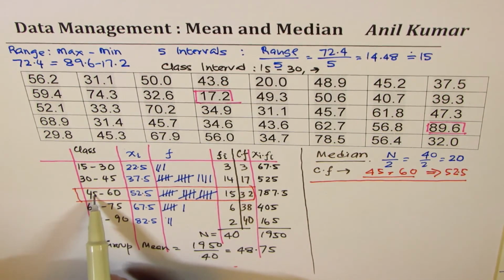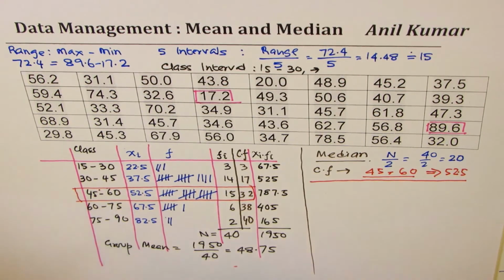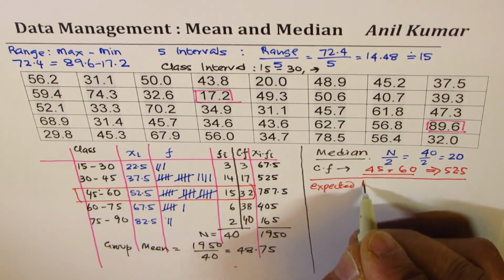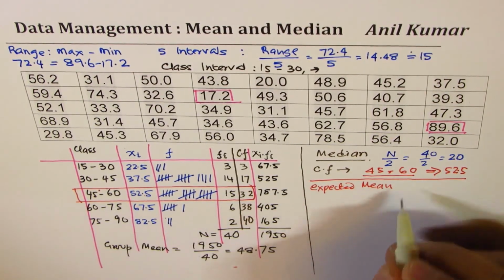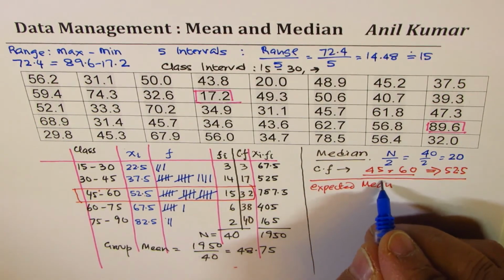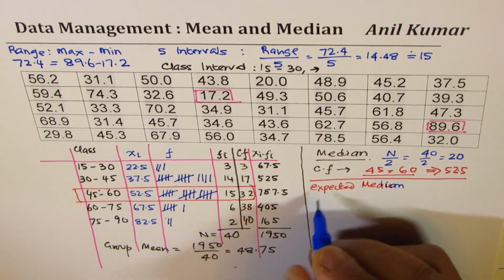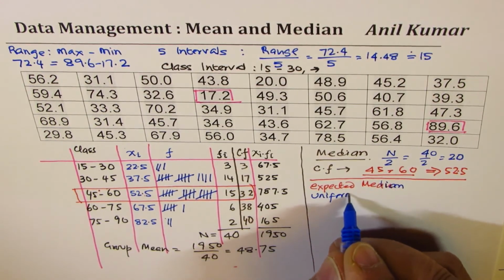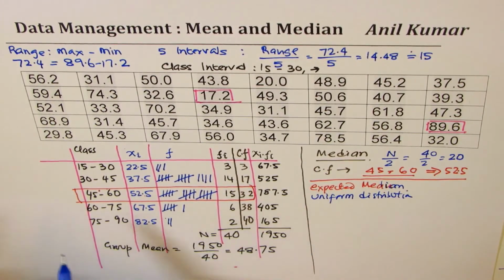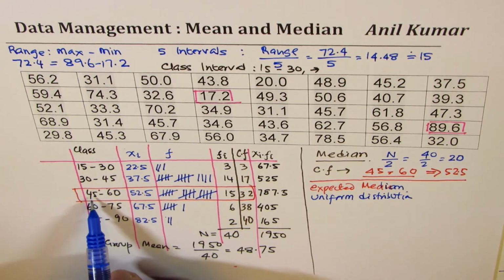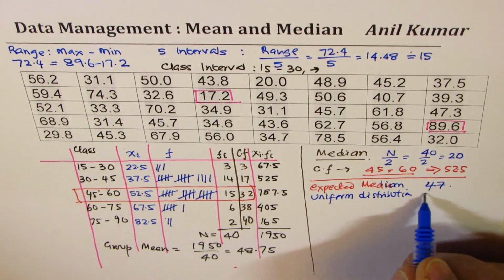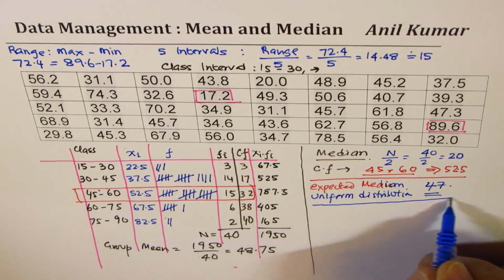45 will be the 18th element, 46, 19th, and 47. So expected value. If you consider uniform distribution, median, M-E-D-I-A-N, median, right? For uniform distribution is what? So 45 is the 18th element, right? 46, 19th, 47 is 20th. So I'll write 47 here. So my answer should be 47, right?